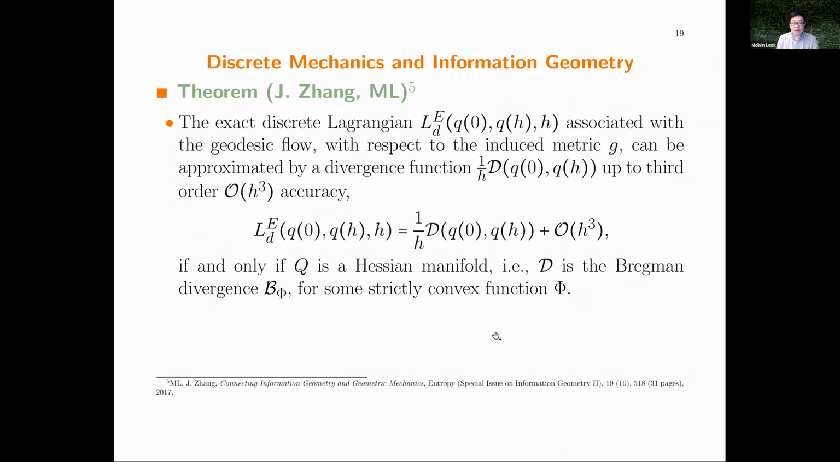But what's more interesting is that if that divergence function is a Bregman divergence, then that approximation is second order accurate. Okay, so that's the first thing. If nothing else, it means that you can use the KL divergence to generate second order accurate approximations of the geodesic flow associated with the Fisher-Rao metric, just there and then.